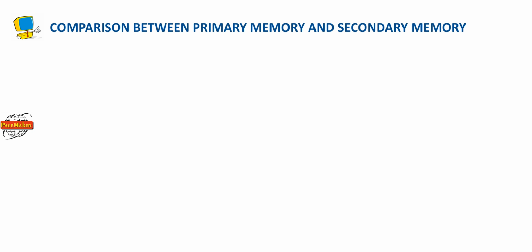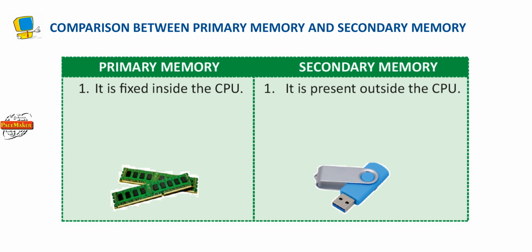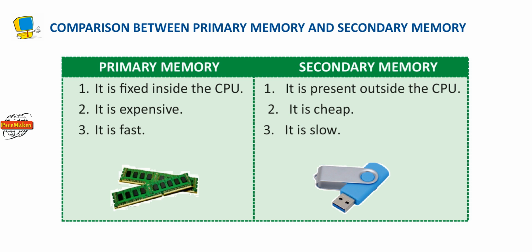Comparison between primary memory and secondary memory. Primary memory is fixed inside the CPU. Secondary memory is present outside the CPU. Primary memory is expensive. Secondary memory is cheap. Primary memory is fast, but secondary memory is slow. Primary memory has low capacity, while secondary memory has large capacity.